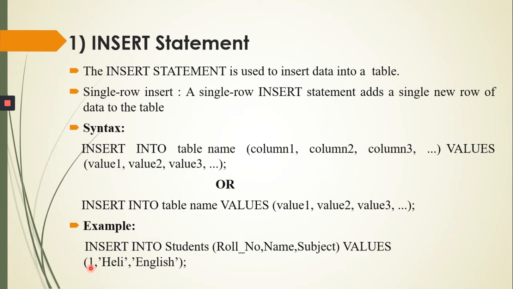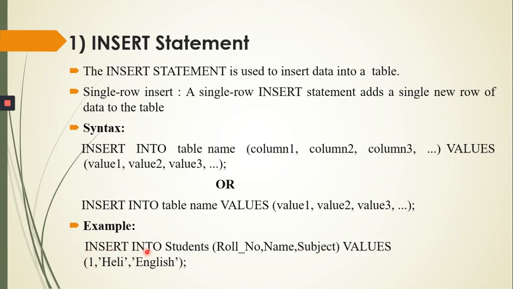In brackets I have to write 1. So this 1 is the roll number. Now the name is Heli and the subject is English. Heli and English are string type, so I have to provide them in single quotes, and an integer value I don't have to write in single quotes. So roll number 1, name is Heli and subject is English. This is the simple insert statement.